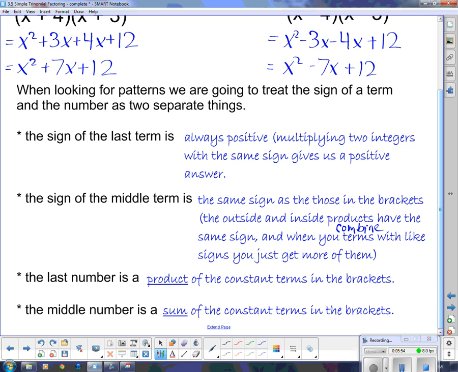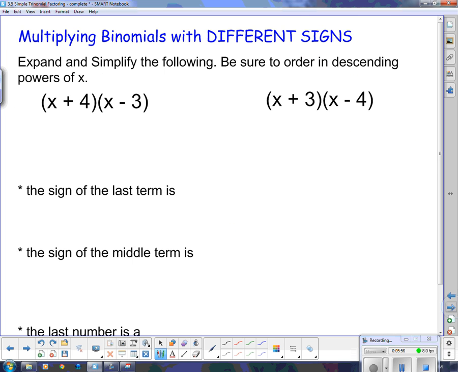Now, we're going to do this whole process again, except we're going to do it with binomials that have different signs. Notice that I have basically the same binomials. By different signs, I mean different than each other. This bracket has a plus, this bracket has a minus. So they're different than each other. This one over here, this bracket has a plus, this bracket has a minus. Notice that I'm using the same numbers, but now they've got different signs in each of the brackets. So let's take a look.